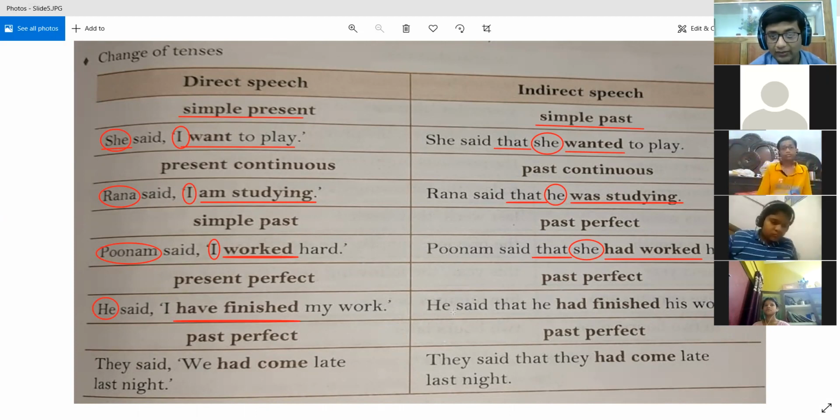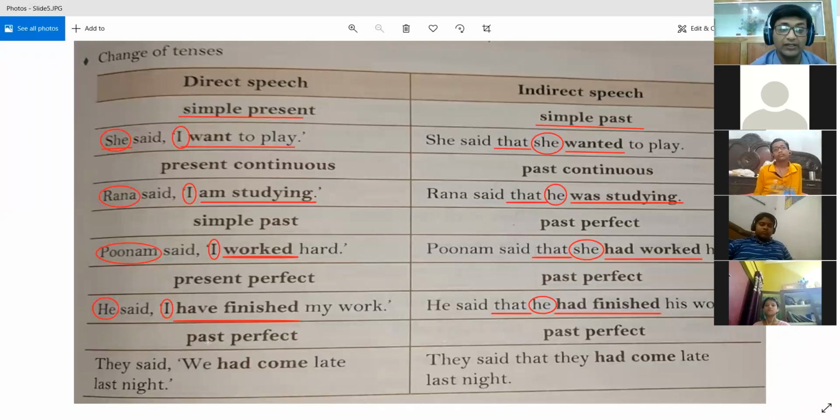You can see that, first of all, that has been used, which is the conjunction. He said that and had finished. So have finished, which is the present perfect, has changed into past perfect, had finished. And you can see I, that is the first person pronoun present, has changed according to he, which is the subject of the reporting verb. So it has changed into he. So he said that he had finished his work.